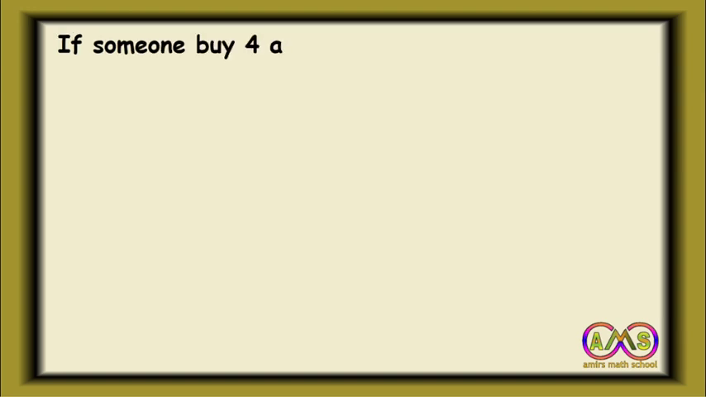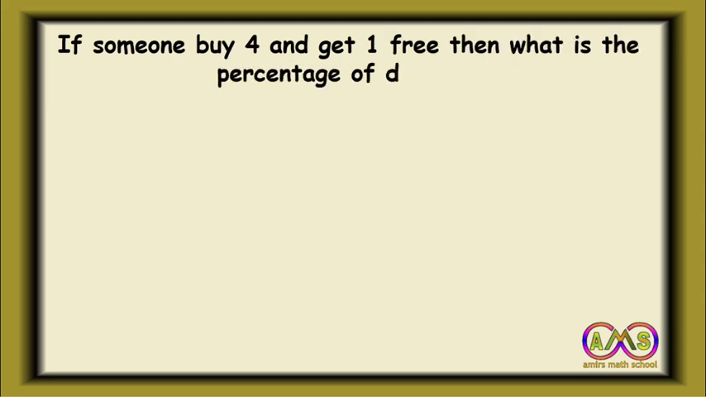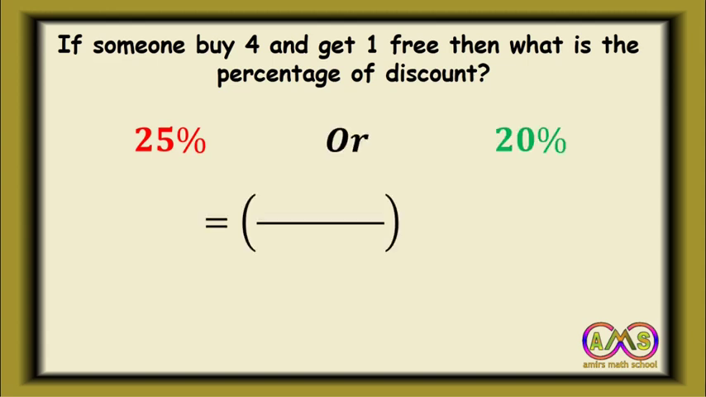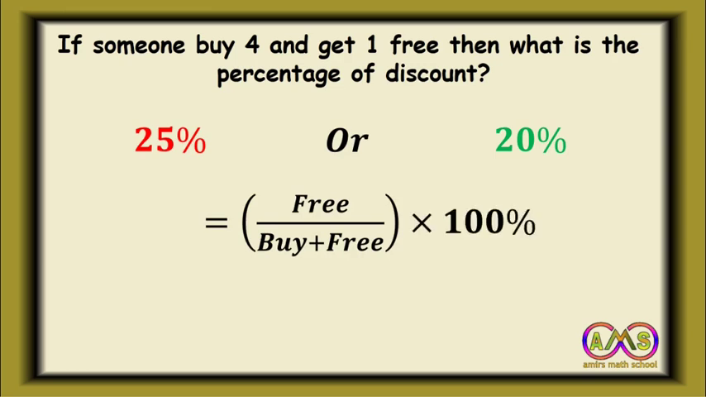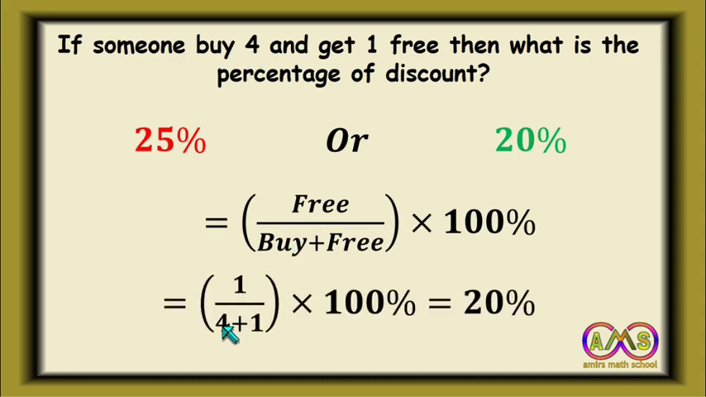That is, if someone buys 4 and gets 1 free, then what is the percentage of discount? What will be the result, 25% or 20%? The formula is free divided by buy plus free, times 100%. Here we get 1 free and we buy 4, so the value of free is 1 and the value of buy is 4. So 1 divided by 4 plus 1, times 100%, is equal to 20%. So if someone buys 4 and gets 1 free, then the percentage of discount will be 20%.